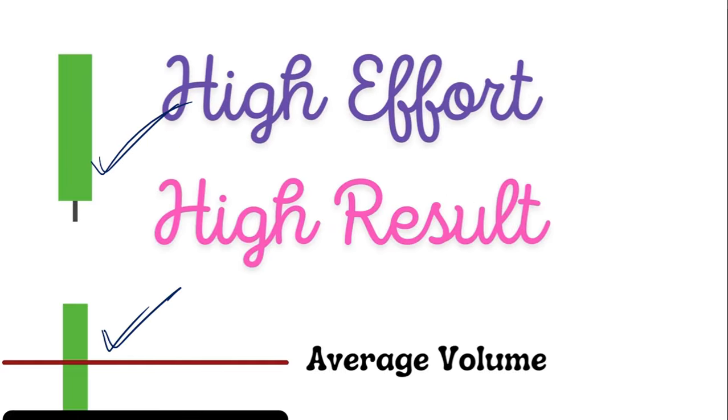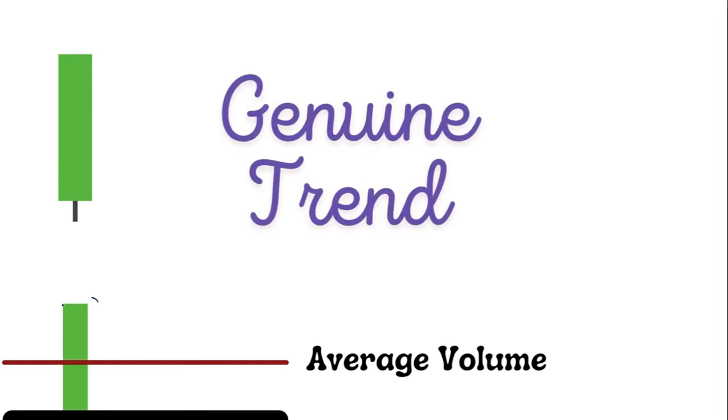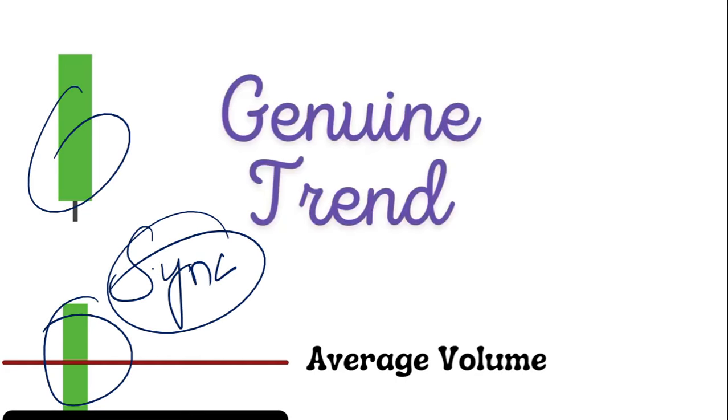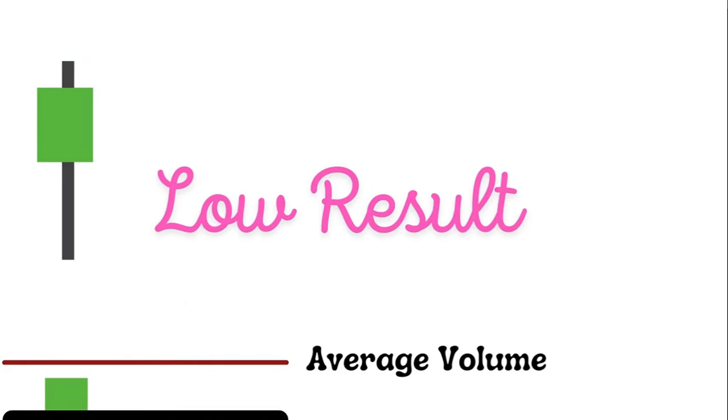That is important. This is effort, this is result. They are synchronized. Therefore, I can say both effort and result are in sync, and this trend is a genuine trend. Let me consider a narrow spread. This is the spread. This is below average. What does a narrow spread mean?